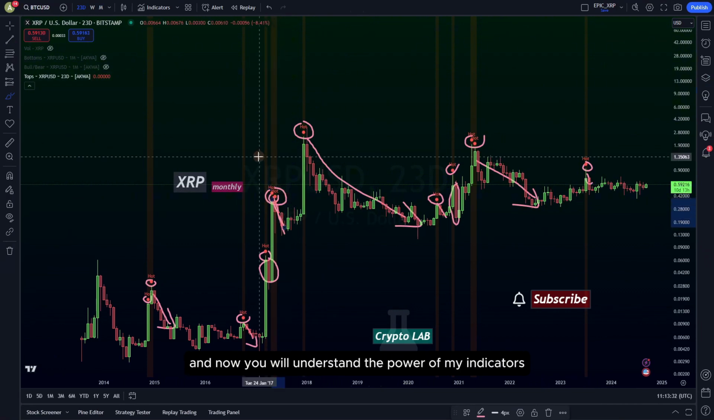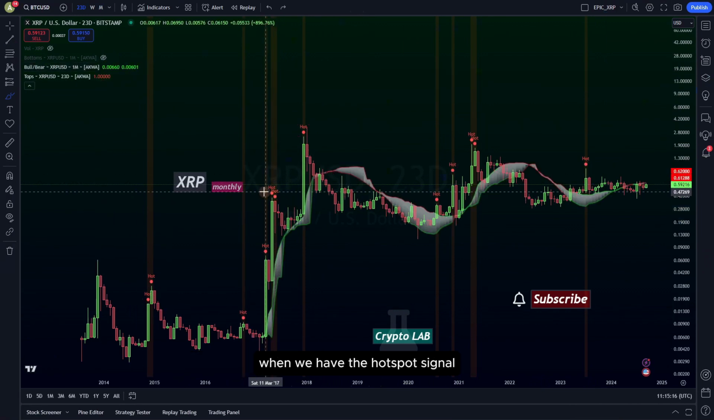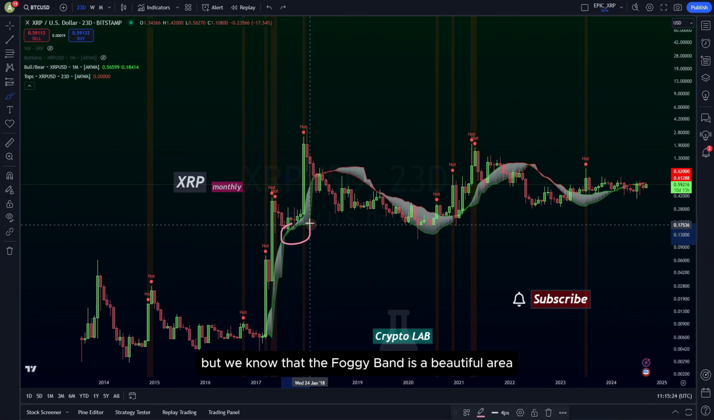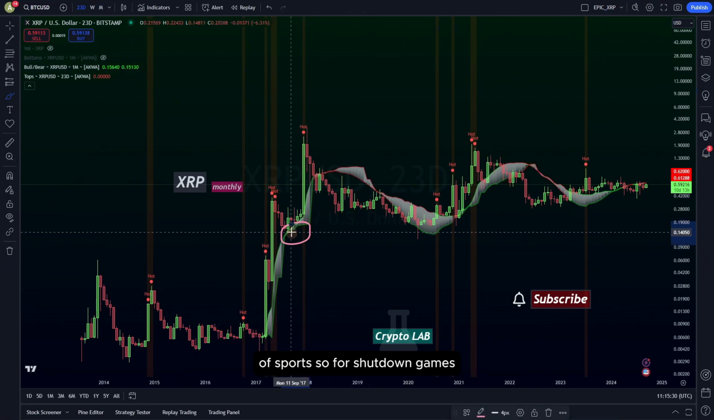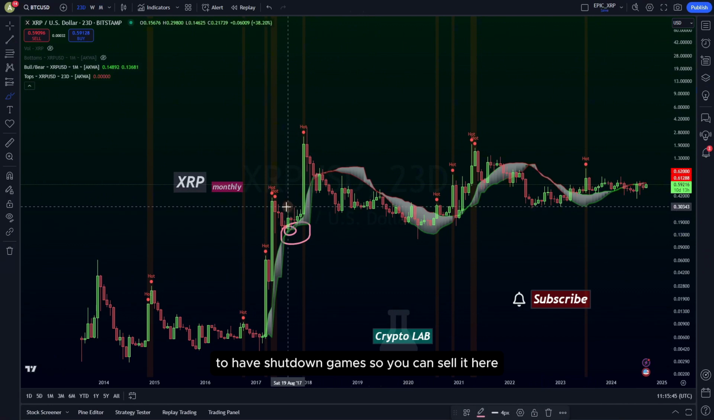And now you will understand the power of my indicators, because if we display the bull bear indicators, when we have the hotspot signal, you can see that we go back down, we have a correction, but we know that the foggy band is a beautiful area of support. So for short-term gains, this is beautiful. Look, here we have the hotspot, we went down, and we know that this is a great area to have short-term gains. So you can sell it here, whenever you want to have gains, right?